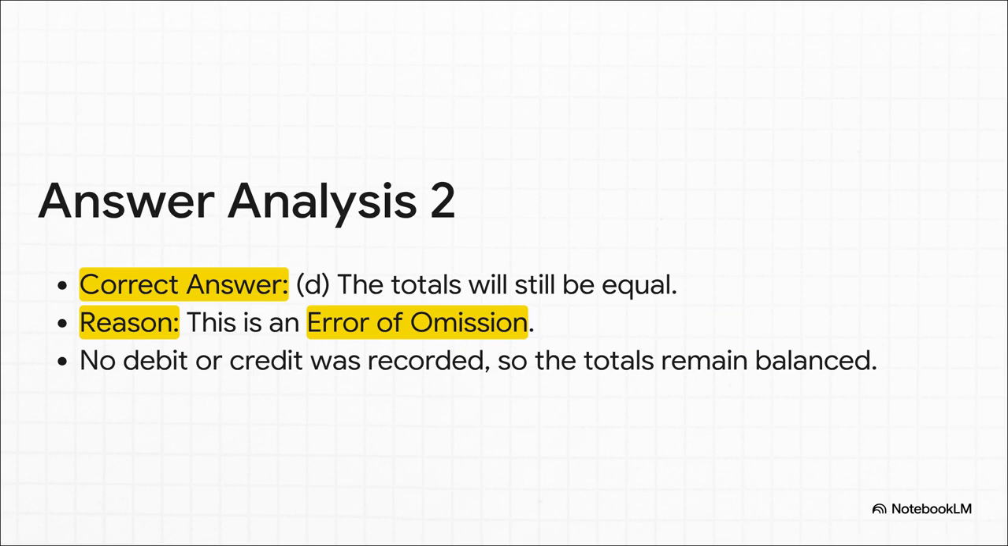Think about it. If you forget the transaction, you don't make a debit entry and you don't make a credit entry. Both sides are missing the exact same amount. So even though there's an error, the trial balance still balances perfectly. This is such a key concept to grasp.